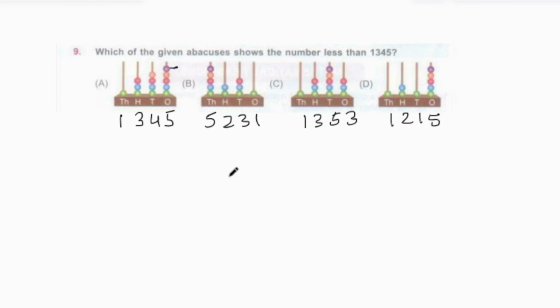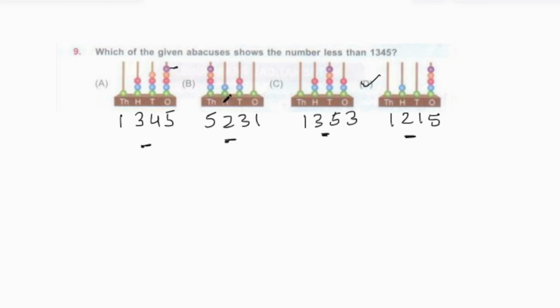So you can clearly see that this is greater than or equal to 1345. This is greater than 1345. This is greater than 1345. Only this option is less than 1345. So D is your correct option.